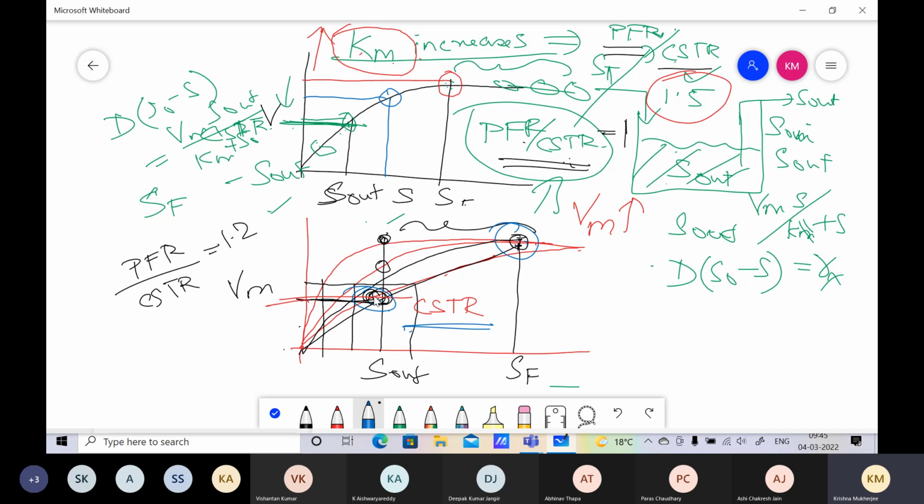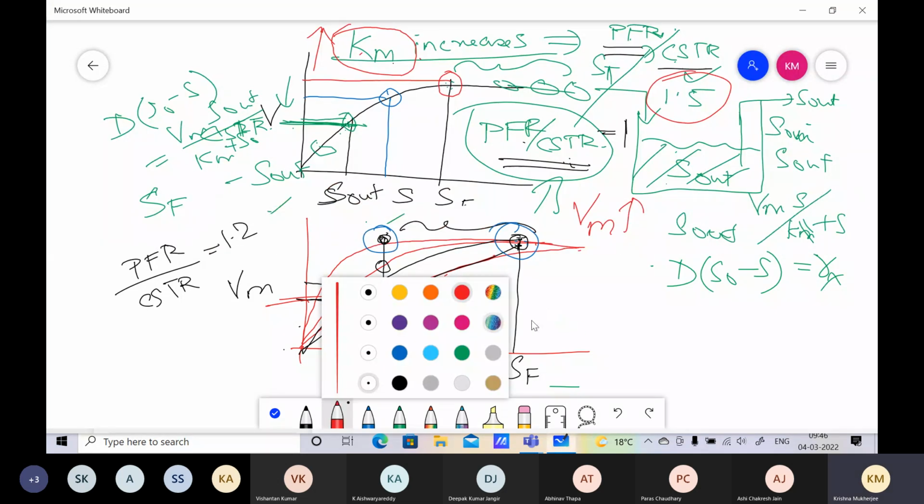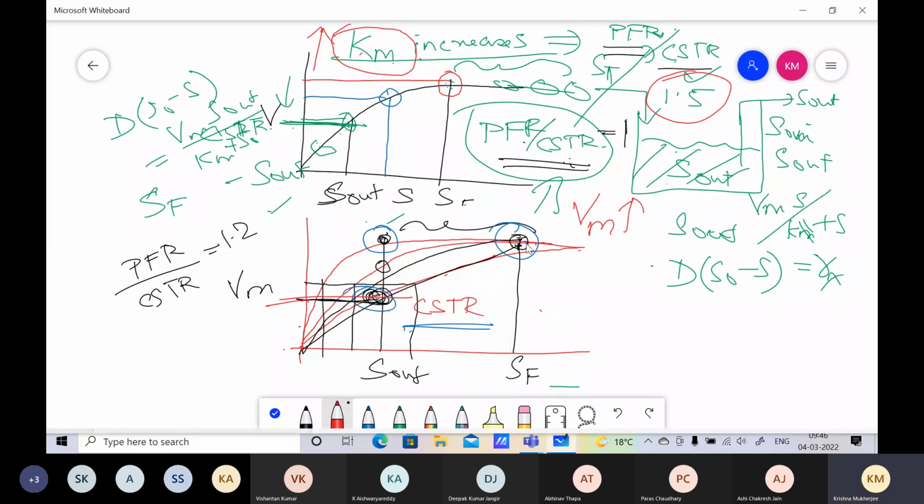here in an integrated fashion. So obviously, if the outlet reaction rate and the inlet reaction rates are equal, then and only then, which happens when Km is small, the PFR to CSTR ratio is equal to 1.